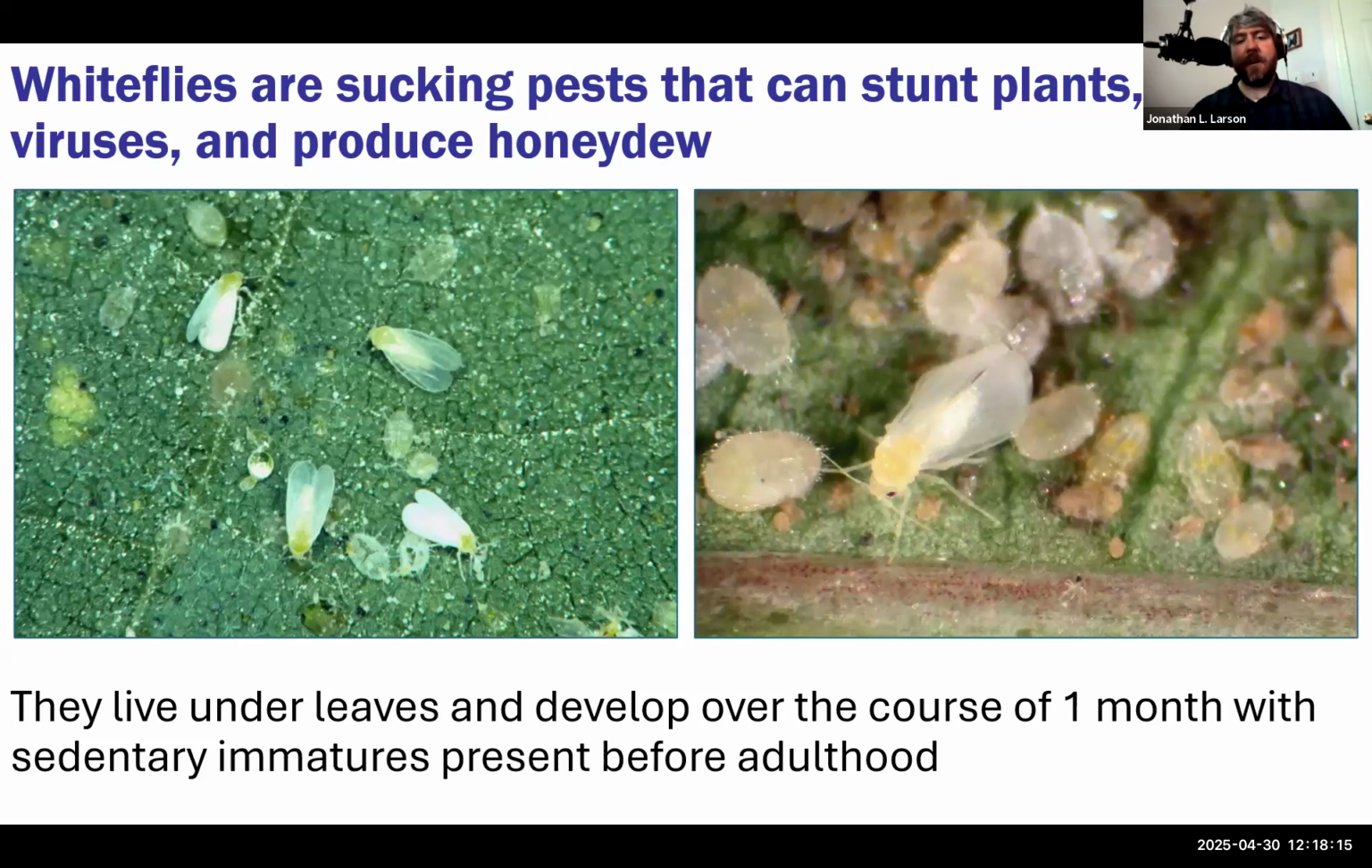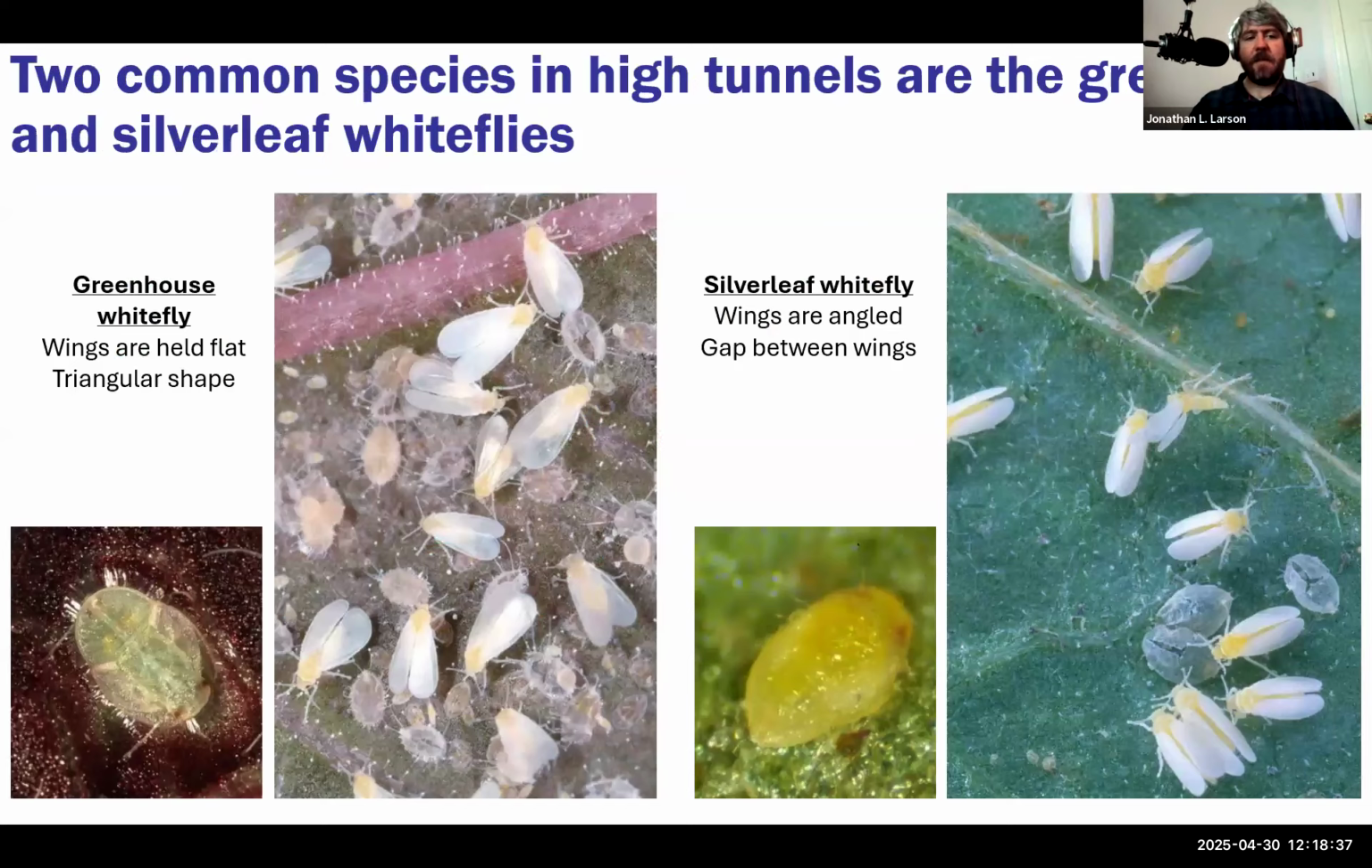Final pests I'll mention are whiteflies, another sucking pest that can stunt plants and vector viruses. They also produce honeydew, but different than aphids, they have a more scale-like insect appearance. They're flatter as immatures with little hairs on their body. They're not as obviously legged and mobile. And then as adults, they're usually yellow with those white wings that you see here, hence the name whitefly. The ones that we see most often are greenhouse and silverleaf whiteflies.